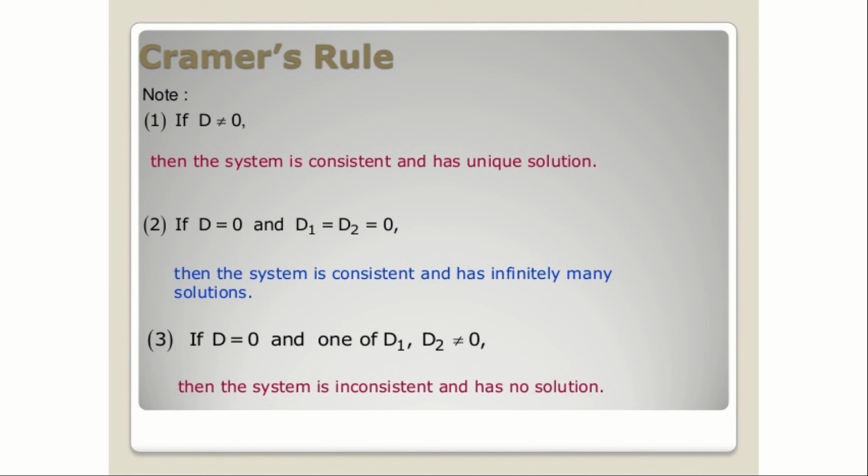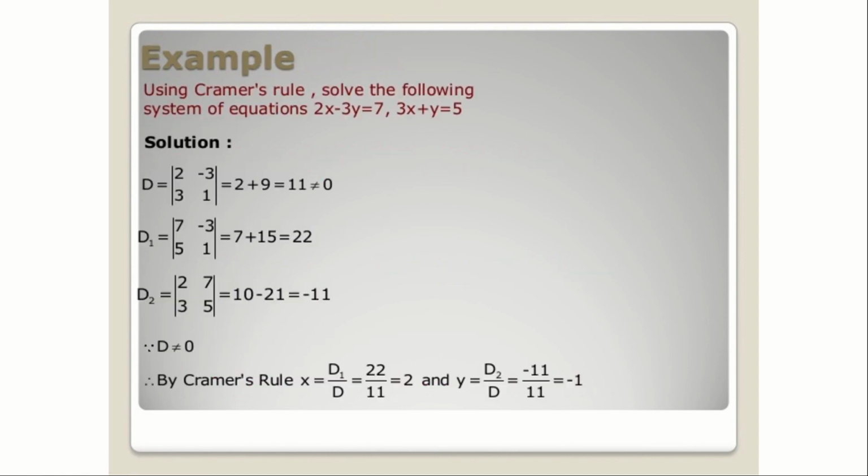So there are three rules. One is a unique solution when d is not equal to 0. One has infinitely many solutions when d is equal to 0 and d1, d2 are also equal to 0. And another one is inconsistent with no solution, that is when one of d1, d2 is not equal to 0 and d is equal to 0. So these are the topics we are going to learn here. I hope you understood all these things.